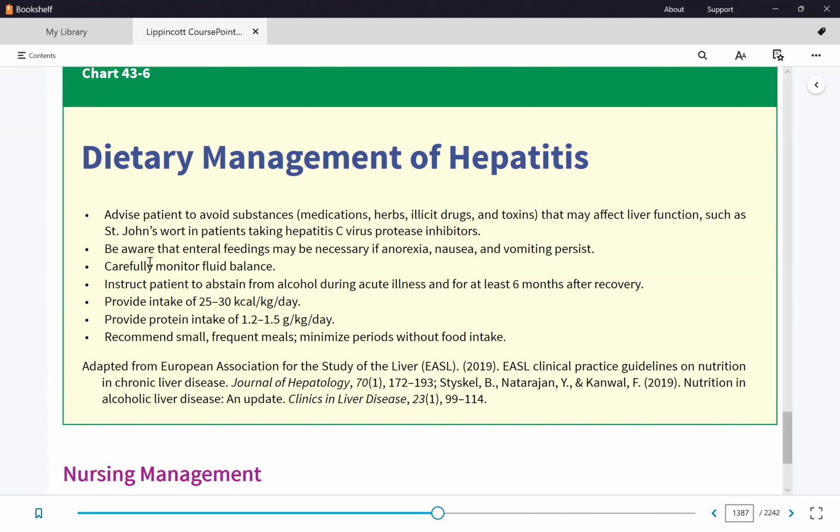However, in proteins, now, why is the patient's protein limited? Because as you can see here, it's restricted, right? It's 1.2 to 1.5 grams per kilogram per day.